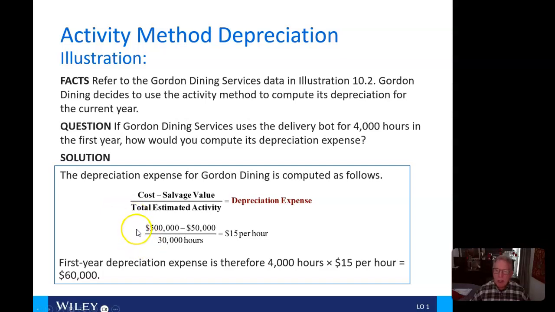So we take the initial cost of $500,000 here, less its salvage value of $50,000 here, divided by 30,000 hours, we get $15 per hour of depreciation. So in the first year, they used 4,000 hours given in the problem, and we multiply that times $15 per hour, we get $60,000.